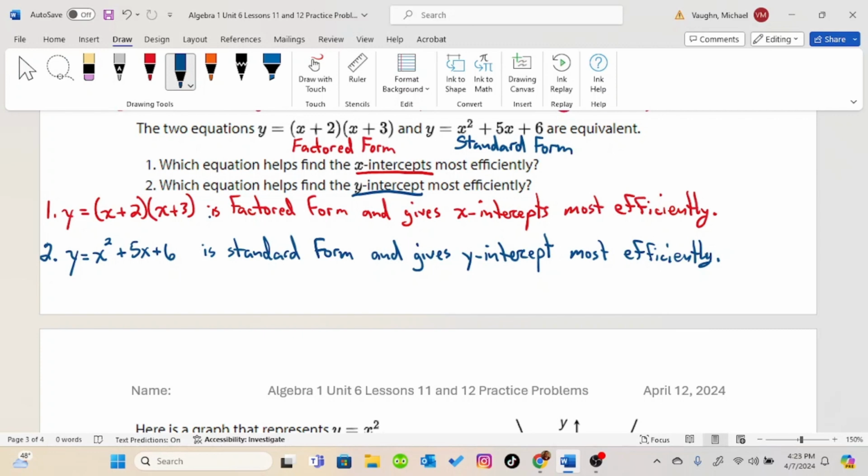If you have any questions about how to use factored form to find x-intercepts or standard form to find y-intercepts, please use class time to ask for further clarification.